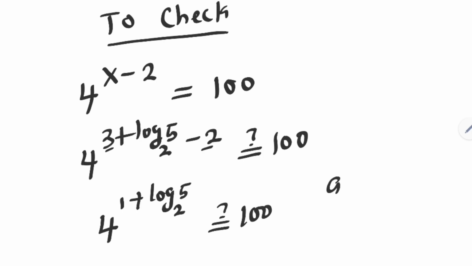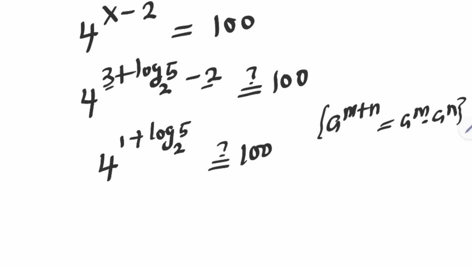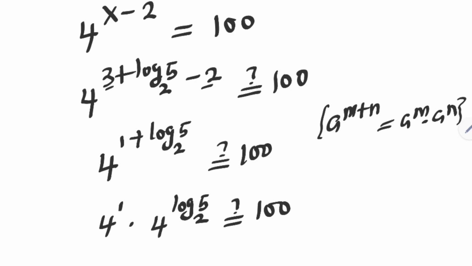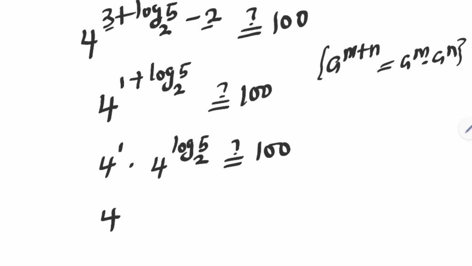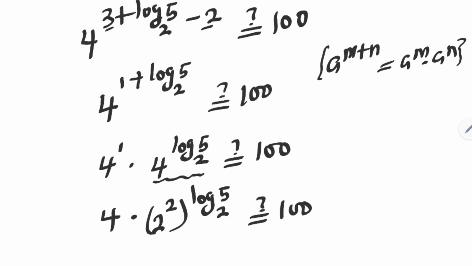If you have a raised to power m plus n, this is equal to a raised to power m multiplied by a raised to power n, as we said earlier. Then this is 4 raised to power 1 multiplied by 4 raised to power log 5 base 2 must be equal to 100. 4 raised to power 1 is 4, and this can be written as we have 2 square to the power of log 5 base 2 must be equal to 100.